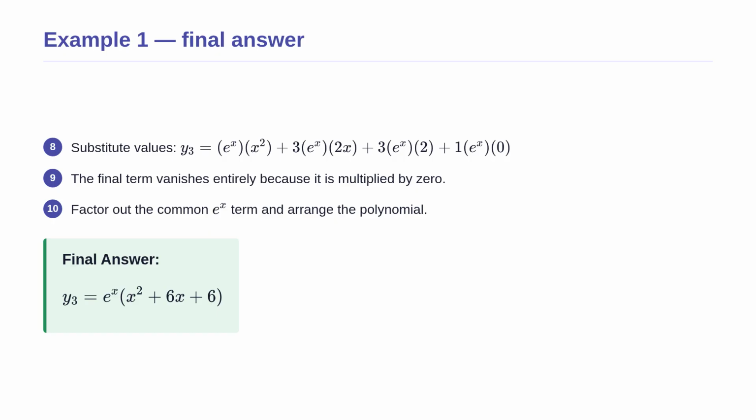We simplify the expression by factoring out the common e to the power of x term, and we arrange the polynomial inside the parentheses from highest power to lowest. This gives us our final clean answer for the third derivative. Without the theorem, we would have had to use the product rule 3 separate times, creating a massive algebraic mess.